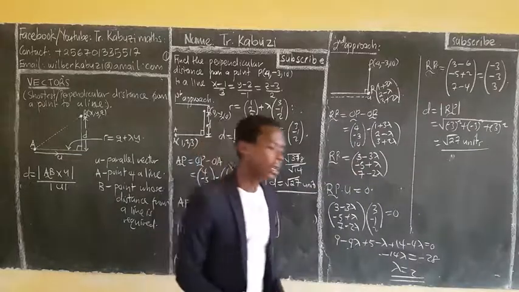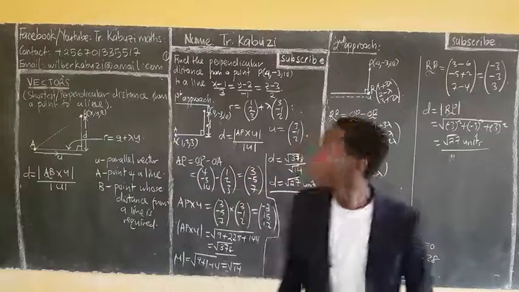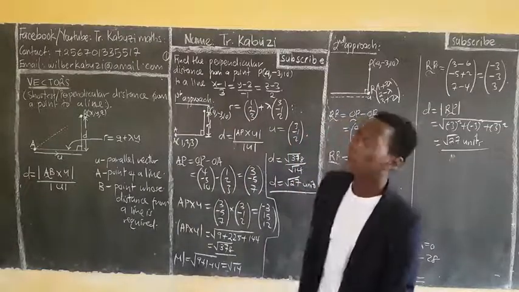So we have 2 ways of getting the distance from a line to a point.